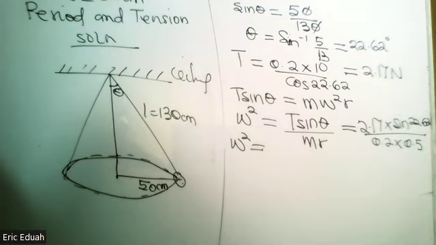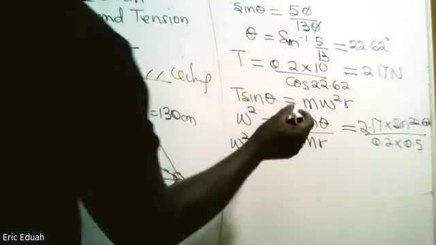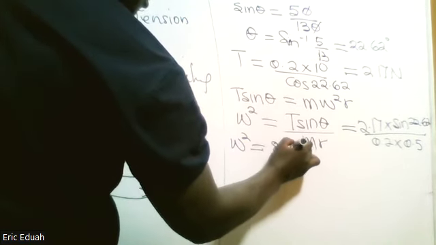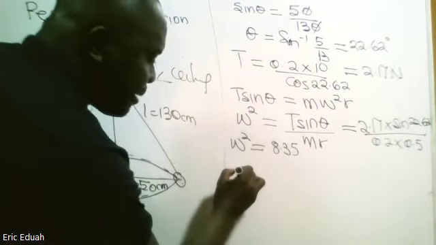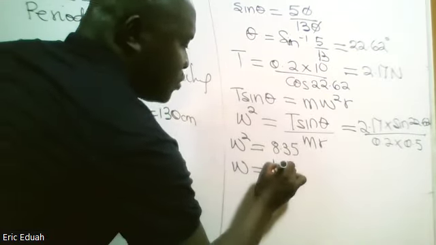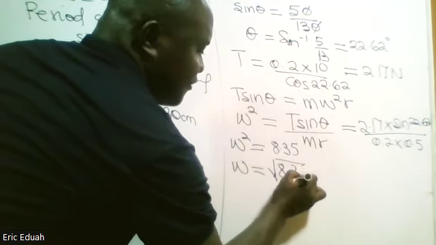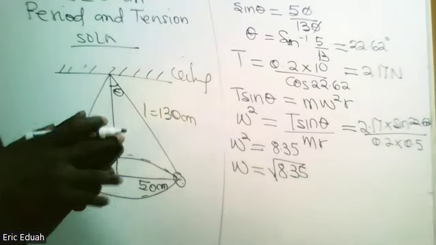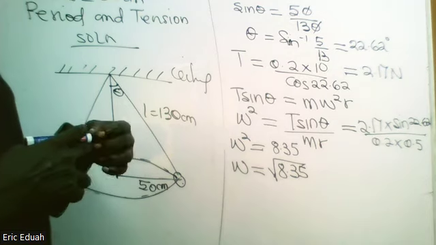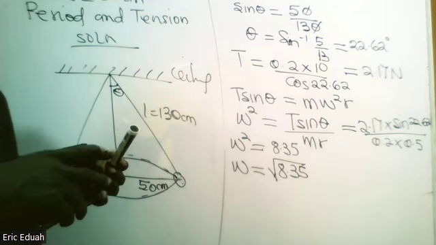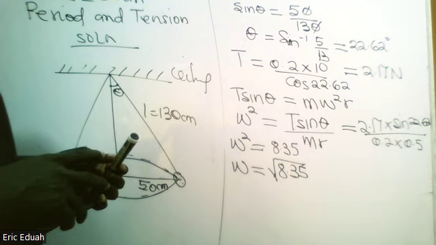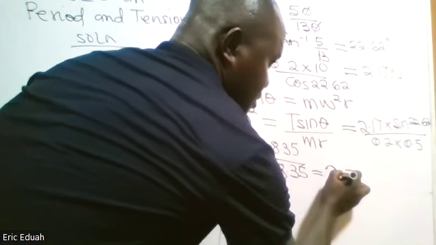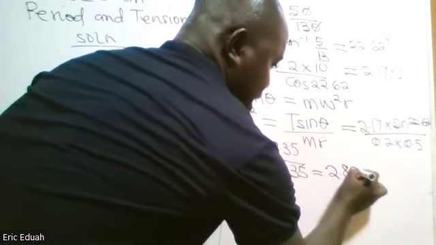Please, I had 8.35. So omega is equal to the square root of 8.35. What is the square root of 8.35? 2.89. 2.89. I must speak up.